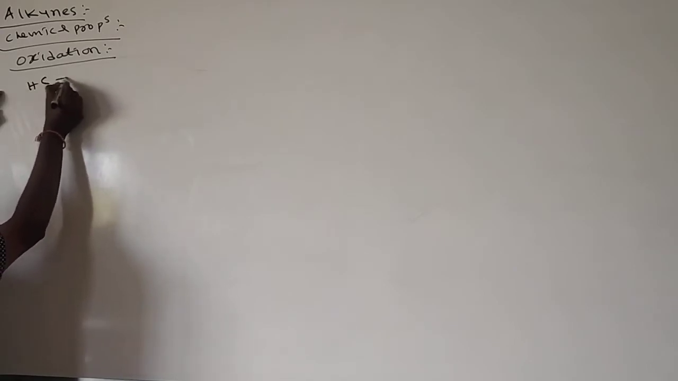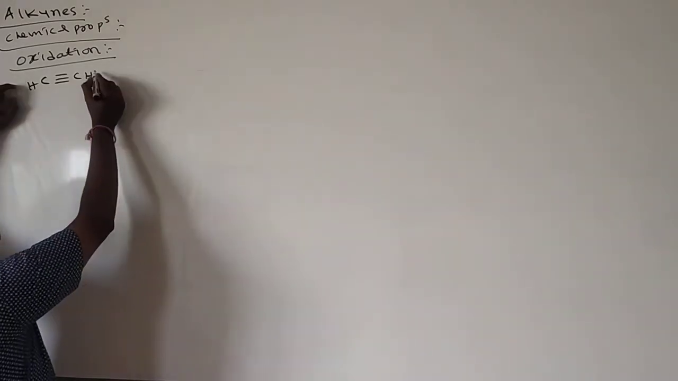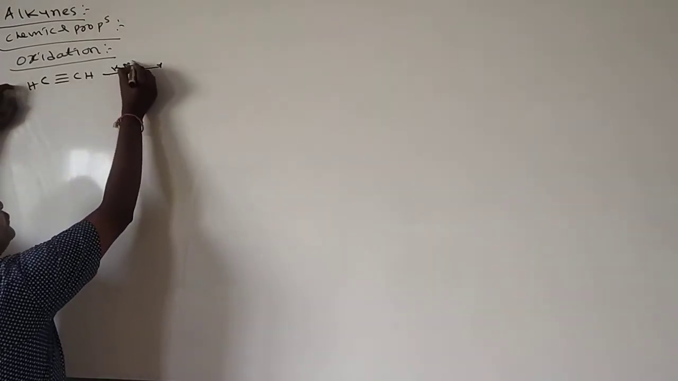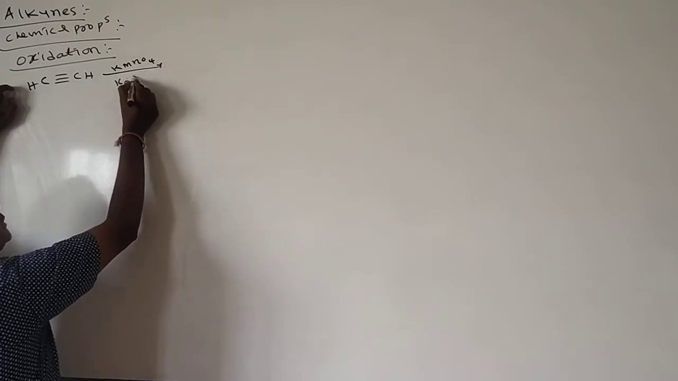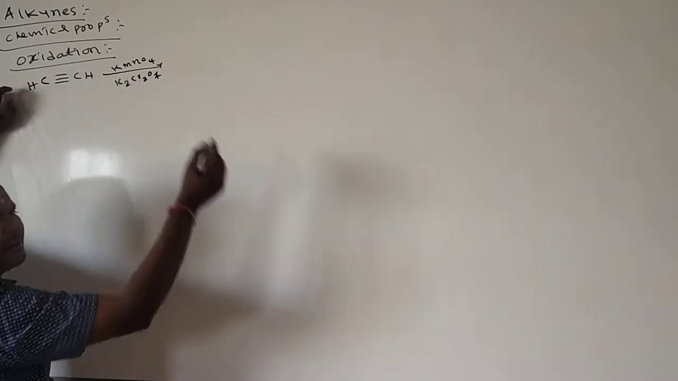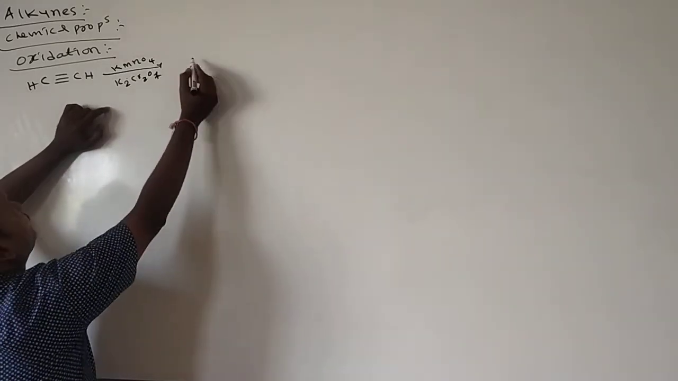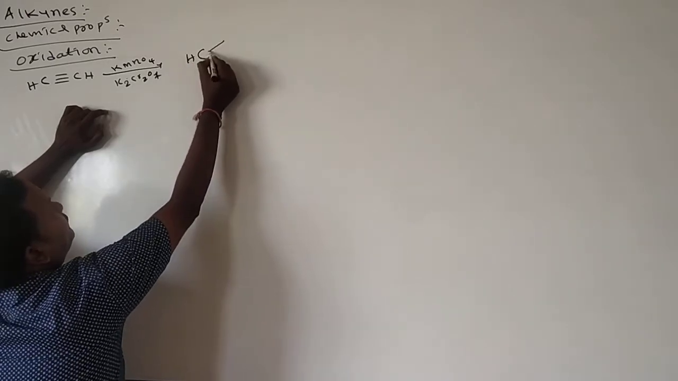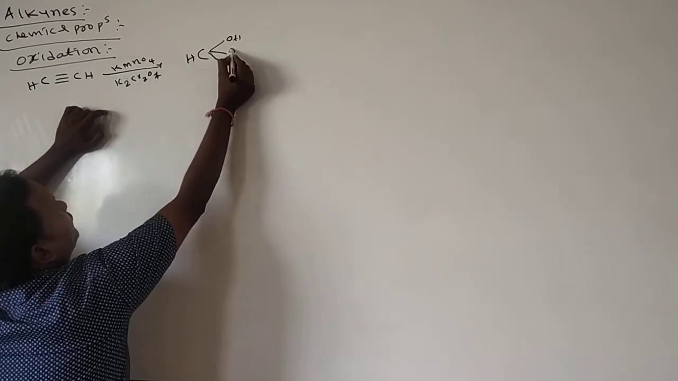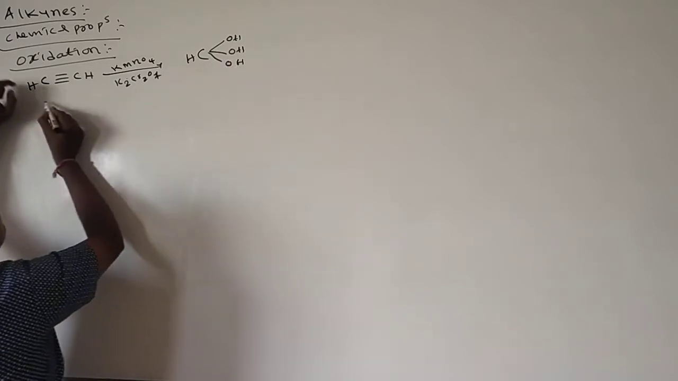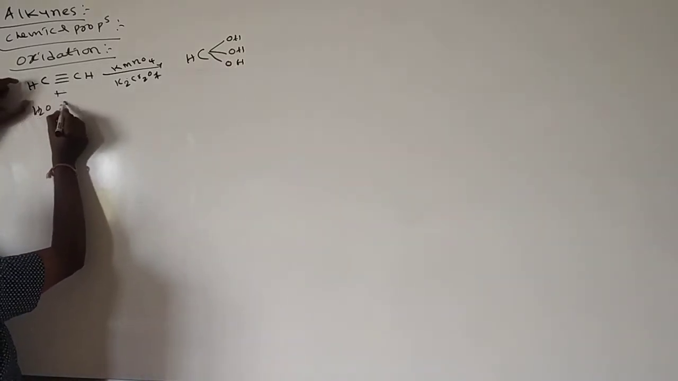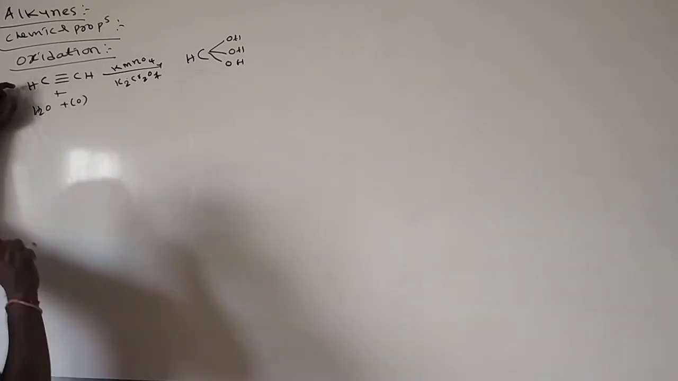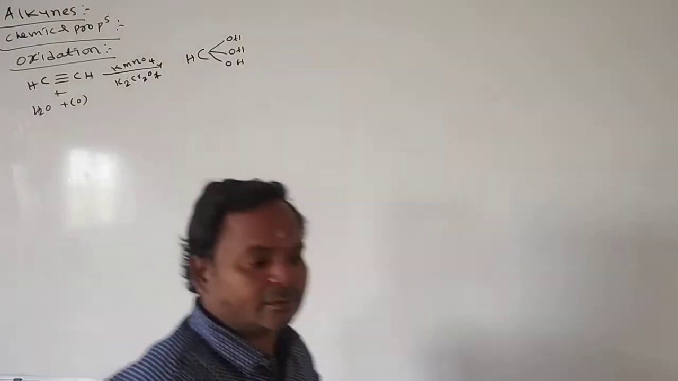See here, you take CH triple bond CH, add potassium dichromate K2Cr2O7, or any other oxidizing agent. First we will get CH with OH, OH, OH on each carbon. That means it reacts with water and atmospheric oxygen.